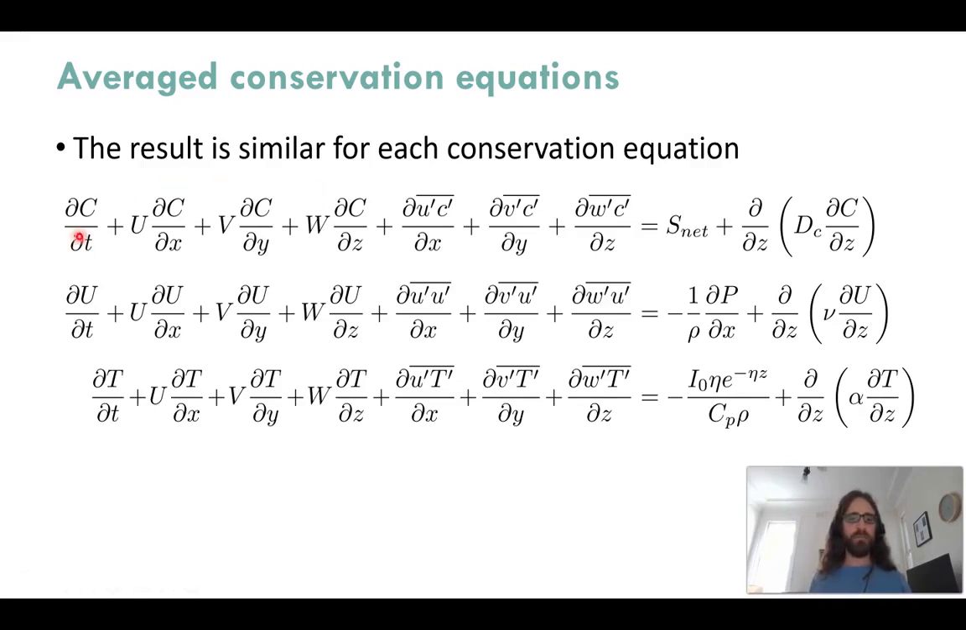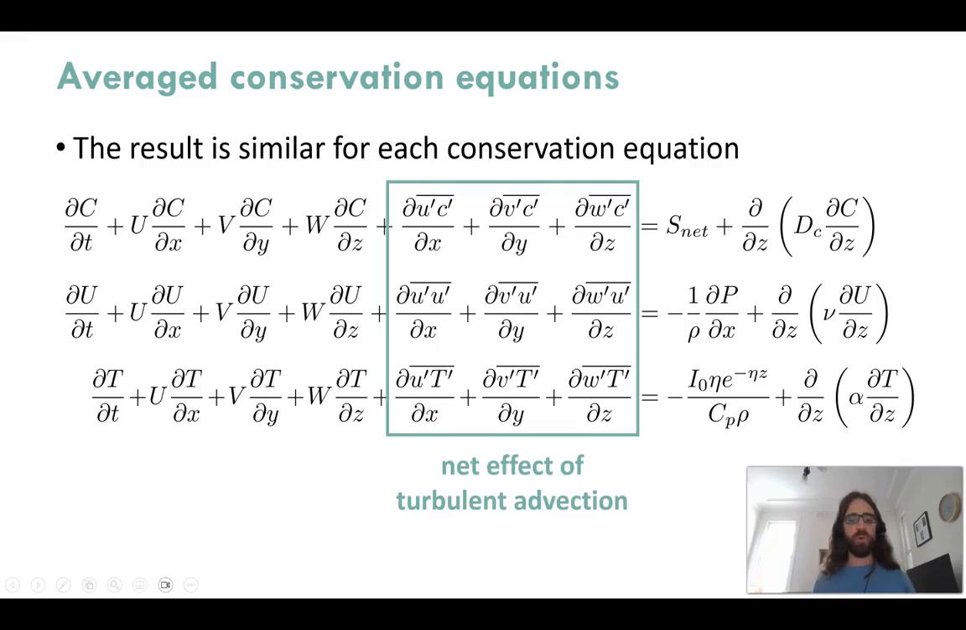Each of these involves some sort of a mean varying rate of change component, a turbulent component, an internal source sink term, and then the net effect of molecular diffusion. But what we've done now through the decomposition and the averaging is that we've isolated the net overall effect of all of the turbulent fluctuations into this more compact set of terms that are highlighted here within the box.